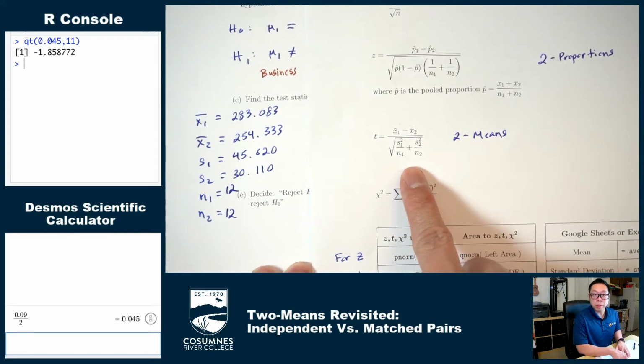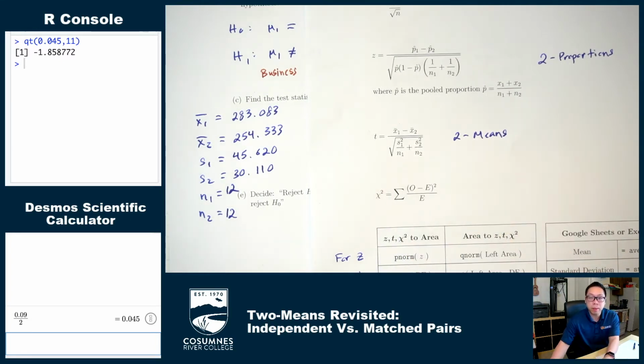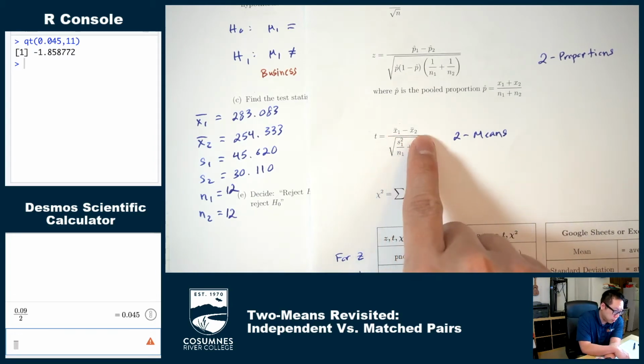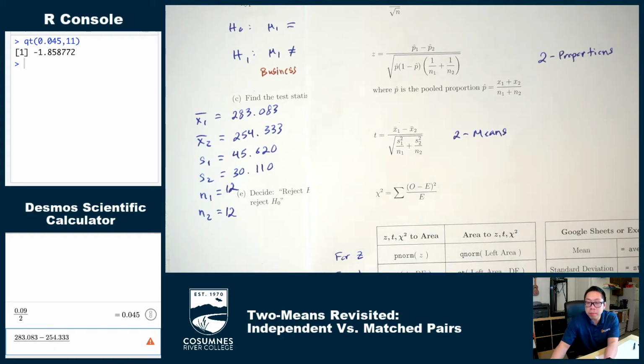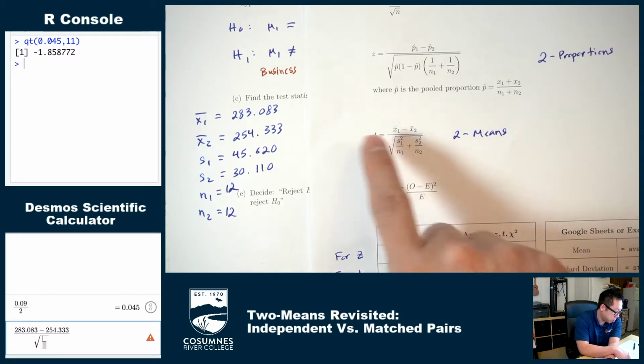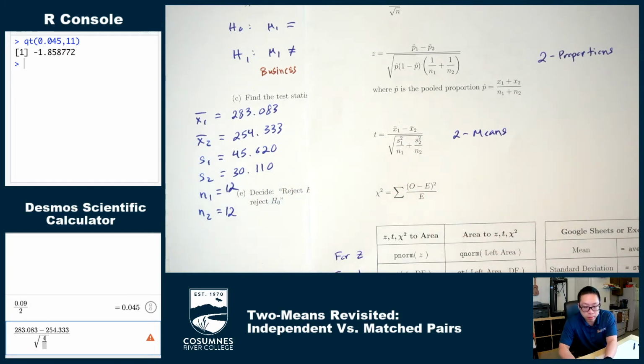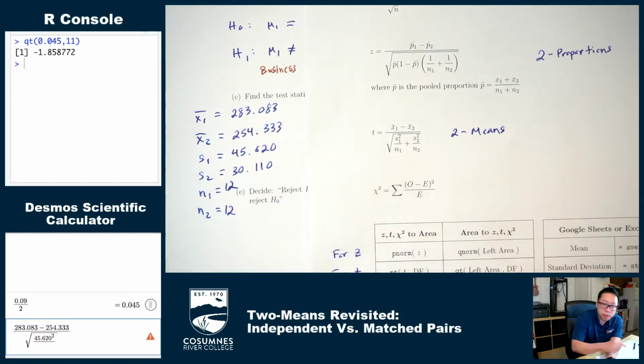So this is the formula for 2 means. I'll do this in Desmos. Start off with a fraction. Up top, X1 bar minus X2 bar is going to be 283.083 minus 254.333. On the bottom, square root, fraction. First fraction, S1 squared, is going to be 45.620 squared, over N1. N1 is 12.